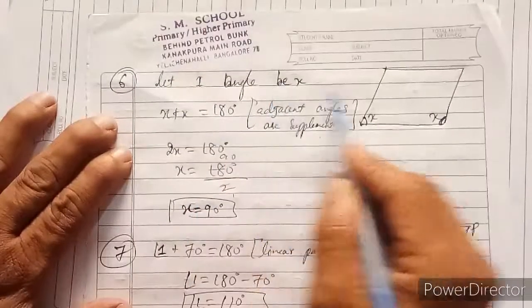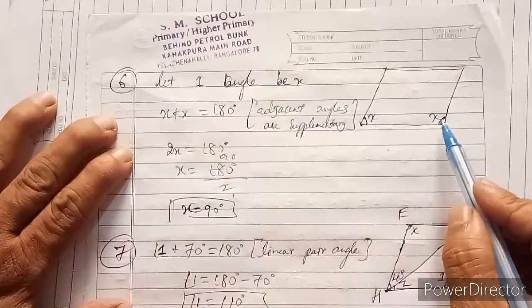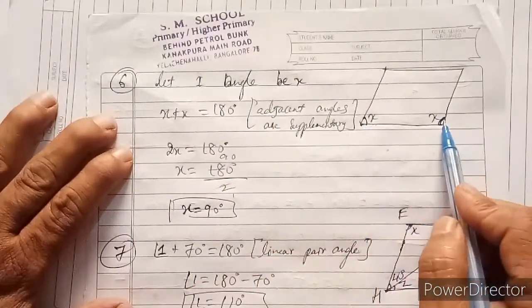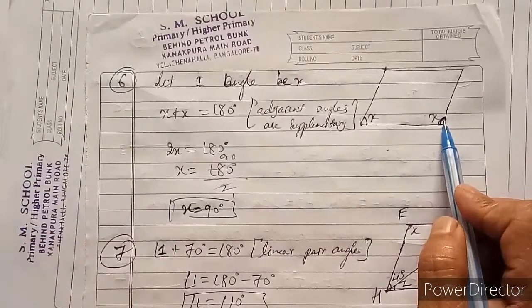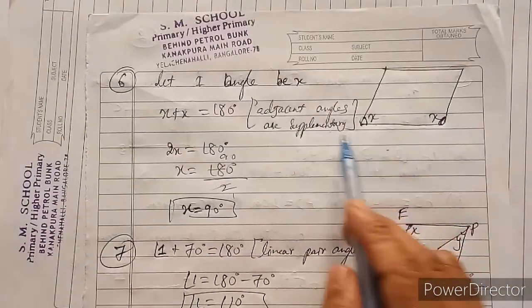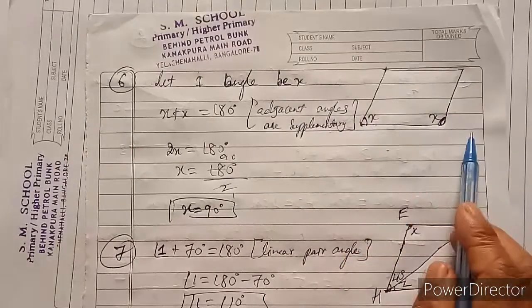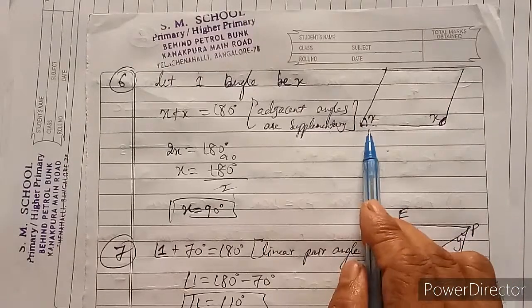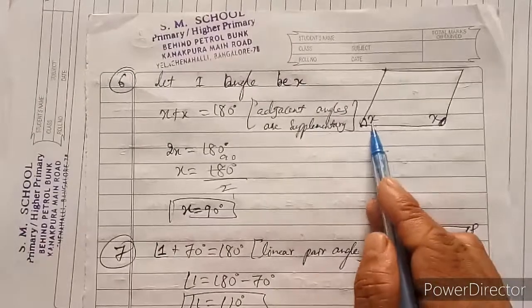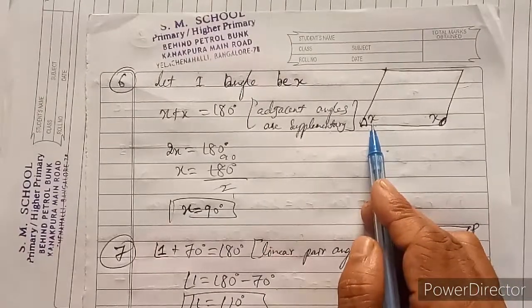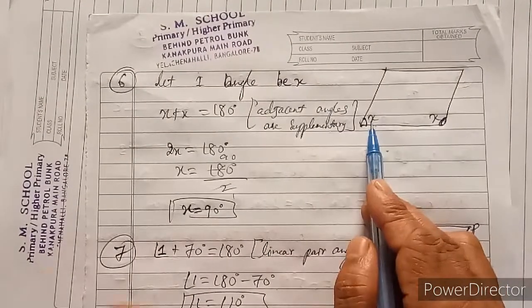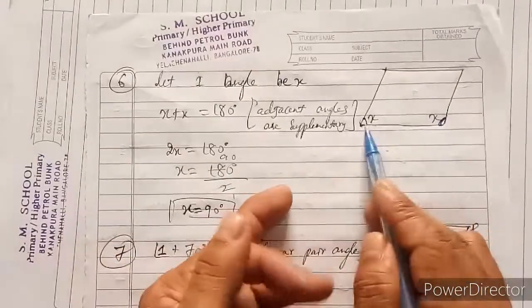So for question number 6, let one angle be x, and the opposite angle we will also take as x. Two angles are equal, that is given. The two adjacent angles of a parallelogram that are equal, that we have taken. They are not given in the diagram, the value is not given, so we can consider it as x. This also is x, both are equal.